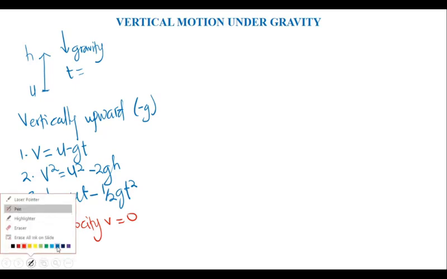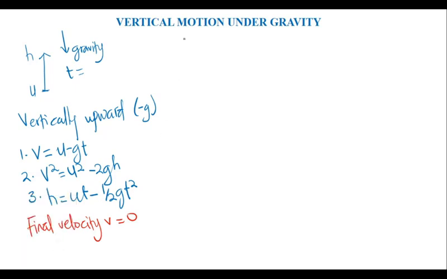Let's now see vertically downward motion. If the body has gone up and it's now coming down, let's look at the equations that we have for this. Because the body is coming downwards, it is working with gravity. So gravity here is positive g. It means we will still maintain all these equations, but we just change the sign to plus, and that will give us the formula for motions of a body moving downward.